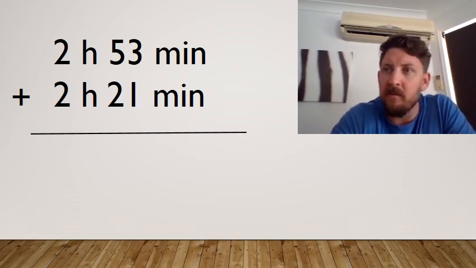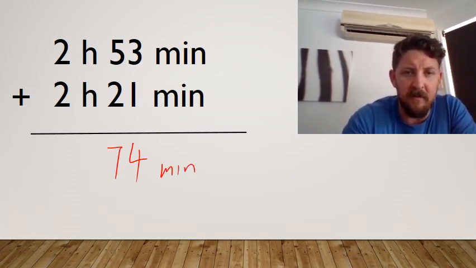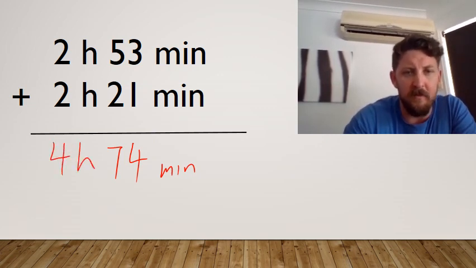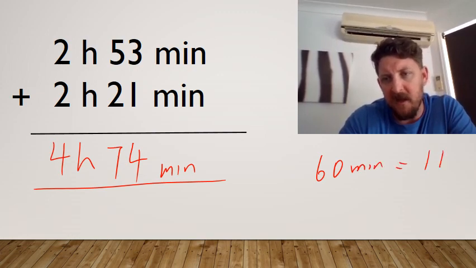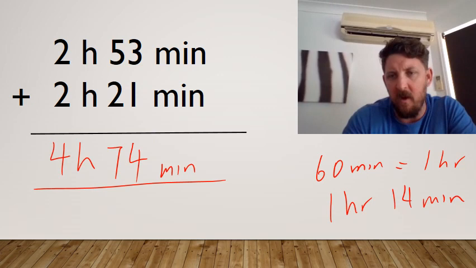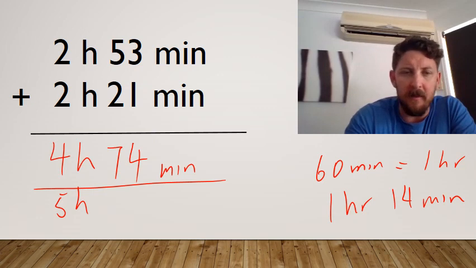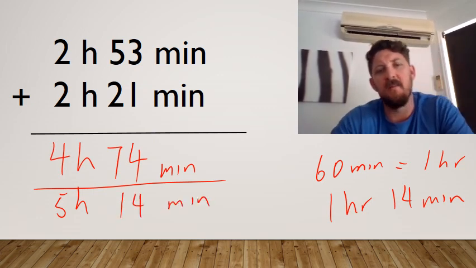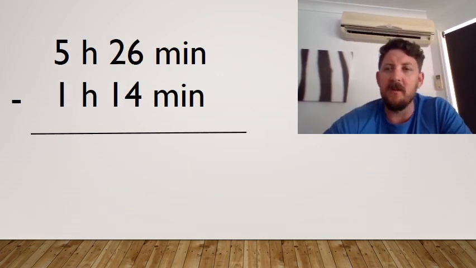Okay, hopefully you saw that this one needed some regrouping. So 3 plus 1 is 4. 5 plus 2 is 7. Oh, geez, got a bit of a problem here. And then 2 plus 2 is 4. Now, as we said, 60 minutes needs to be changed into 1 hour. So straight away there I have 74 minutes. If I take 60 away, I get 1 hour and I have 14 left over. So I'm going to take that 1 hour and put it here. And then I'm going to be left with the 14 minutes in the minutes house, which makes 5 hours and 14 minutes.